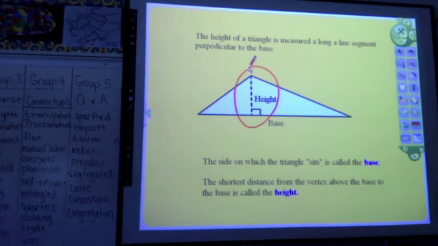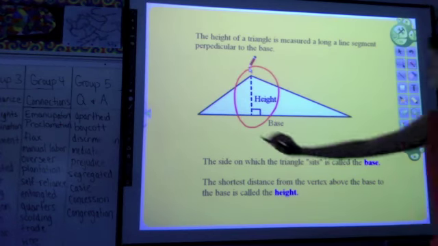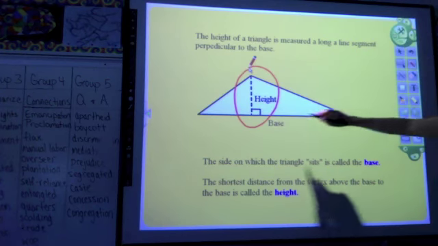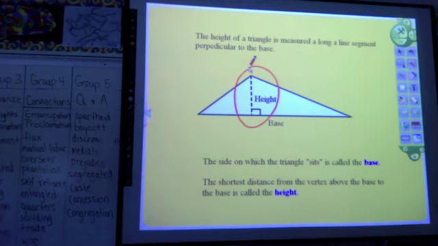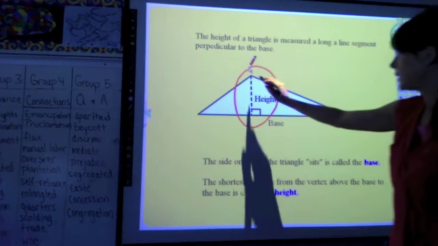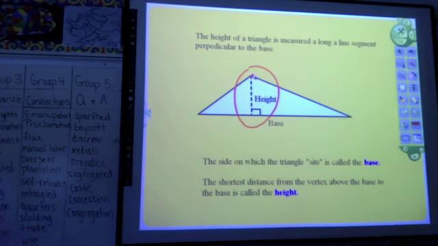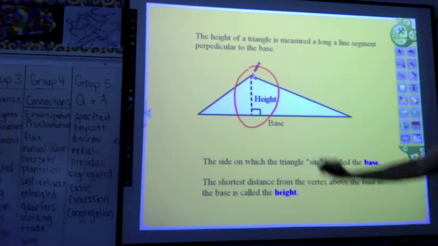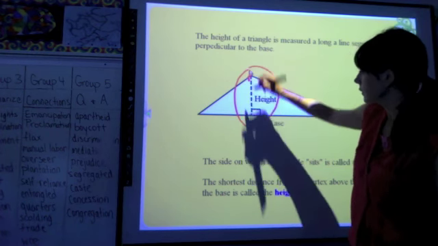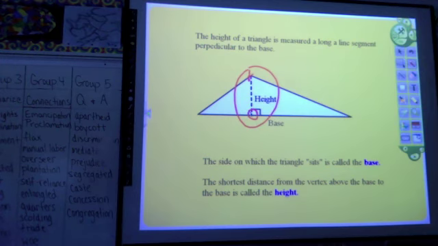The side on which the triangle sits is the base. So this is our base right here. The shortest distance from the vertex here above the base to the base is called the height. So let's take a look at how we can find the area of a triangle.